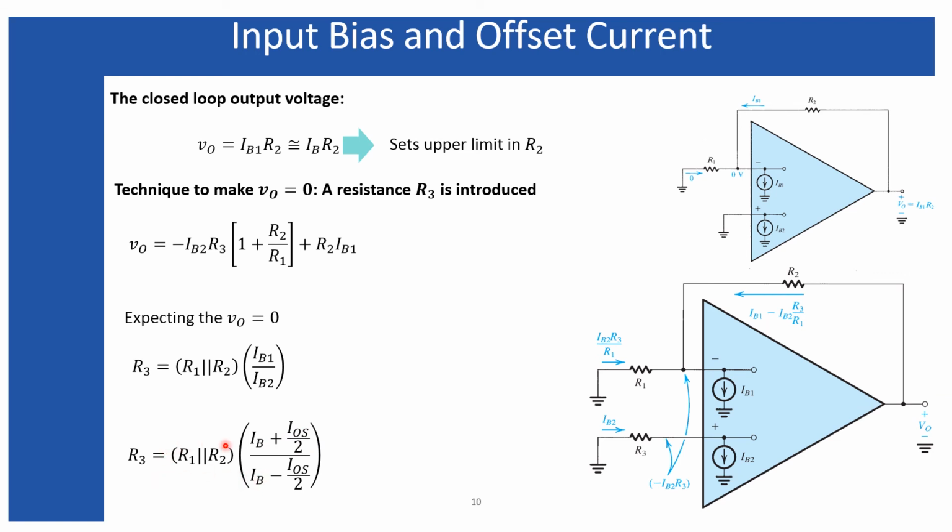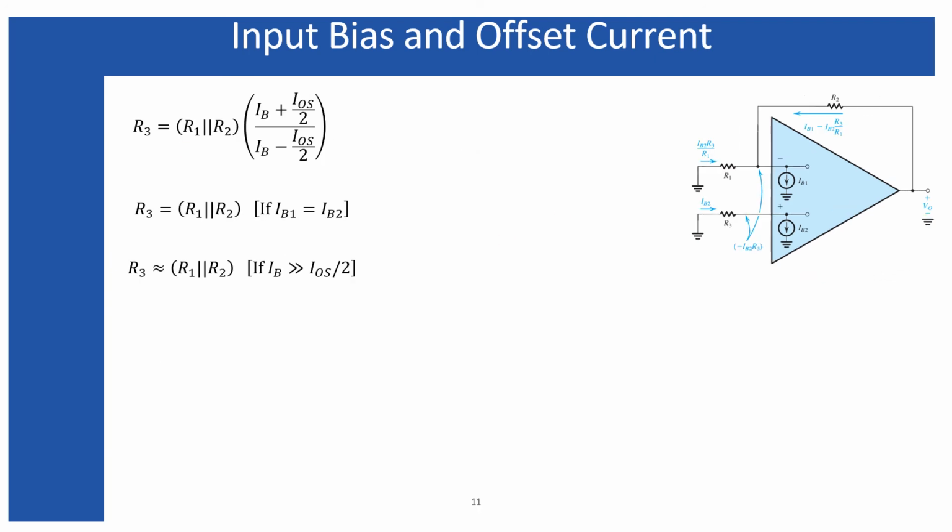So by making R1 parallel R2 the equivalent resistor for R3, we can achieve zero output voltage, although the input offset voltage is present, we still have zero output voltage. This slide is just concluding the summary of my last slide.